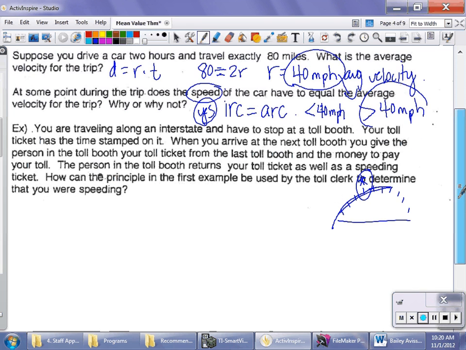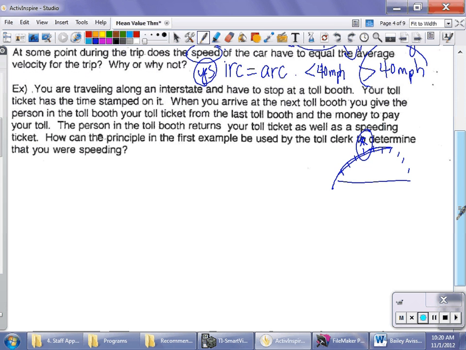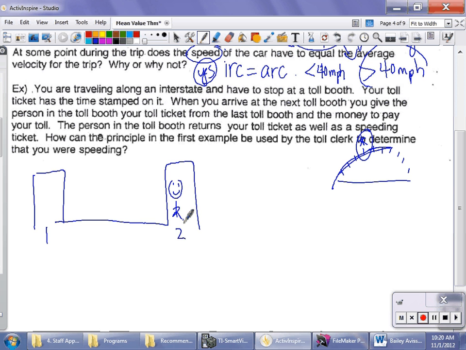So if we extend that into a problem, you're traveling along an interstate and you have to stop at a toll booth. So here you are at toll booth number 1. It's Thanksgiving, you're going to Grandma's house, and you hit the toll booth on the turnpike, and then you get your ticket from the ticket taker, ticket giver outer, whatever you want to call it, and then you go to toll booth number 2. When you arrive at the next toll booth, which is right here, here's your friendly little toll booth taker. Thank you for giving us money. When you give the money to the toll person, the person in the toll booth returns your toll ticket as well as a speeding ticket.